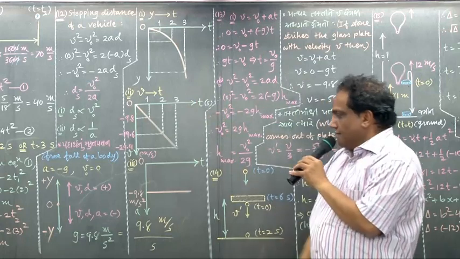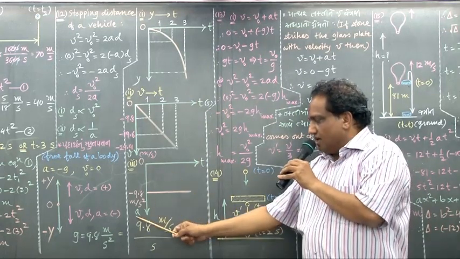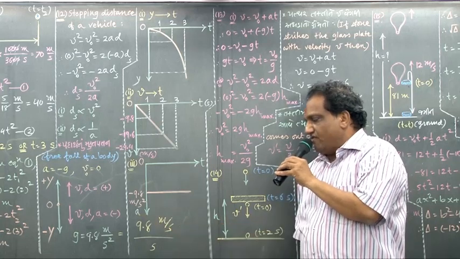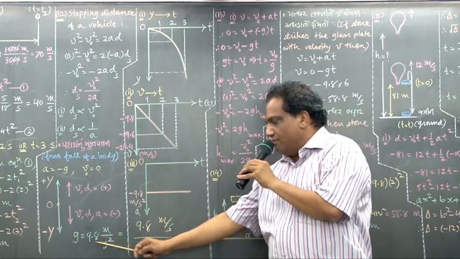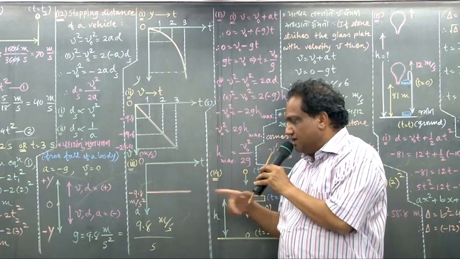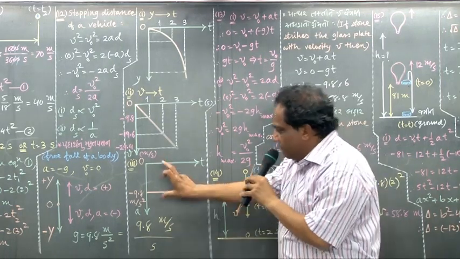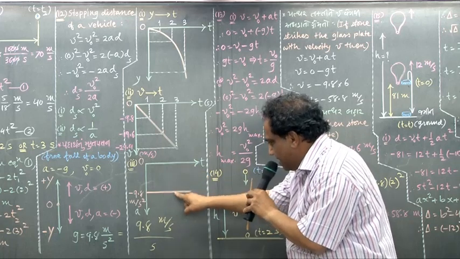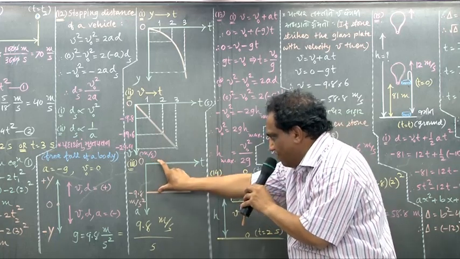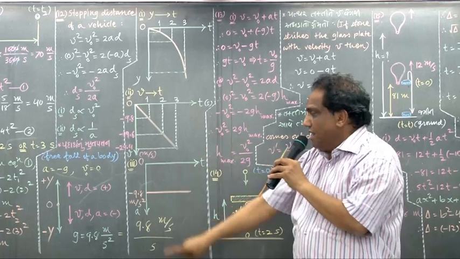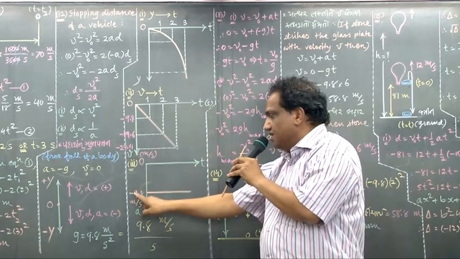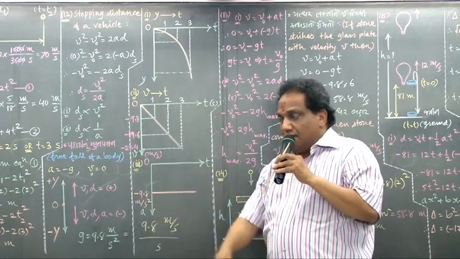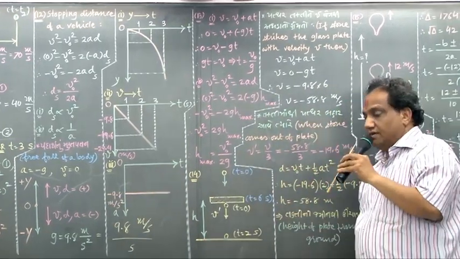Correct? Last, the acceleration versus time graph for a freely falling body. What is the acceleration of a freely falling body, everybody? 9.8 meters per second square. But because it is constant with time, the graph should be horizontal. The graph should be like this, correct? It shows a constant value of acceleration. And because it is vertically downwards, I must take it with a minus sign. Got it? Read now, the statement of sum number 13.